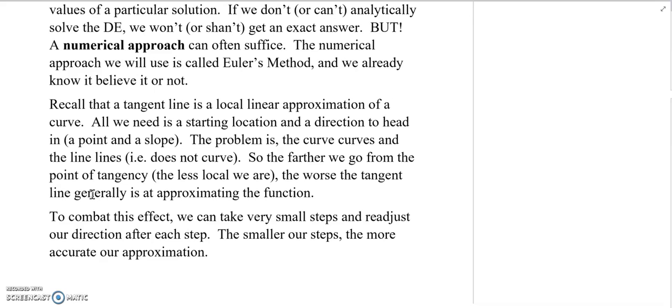The only problem with the tangent line is that our curve curves and our line does not curve. So the farther away we get from our point of tangency, in other words, the less local we are, the worse our approximation of the function is going to be. So basically, Euler's method is going to take that tangent line approximation and break it up into very, very small steps. And every time we take another step, we're going to readjust and get a new tangent line.